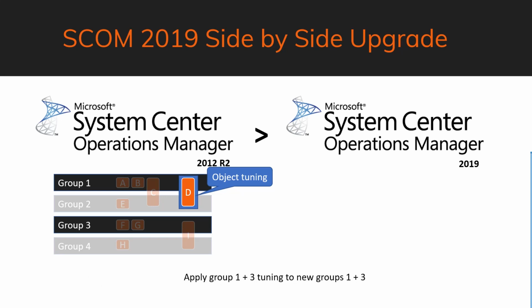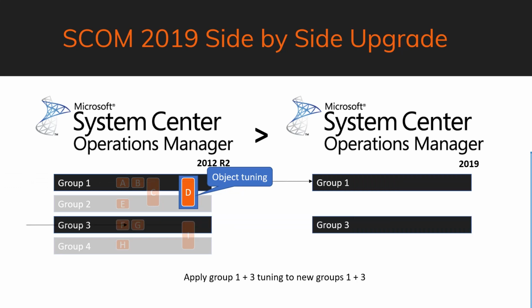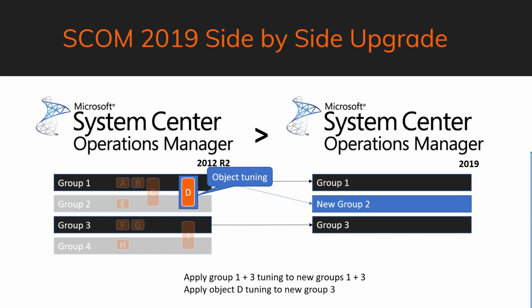We're going to apply the group tuning from old group 1 and old group 3 to new group 1 and new group 3, like this. We're going to use the tuning from specific object D and apply that tuning to a new group called new group 2. And that's what we're going to do. And we're going to ditch the rest.